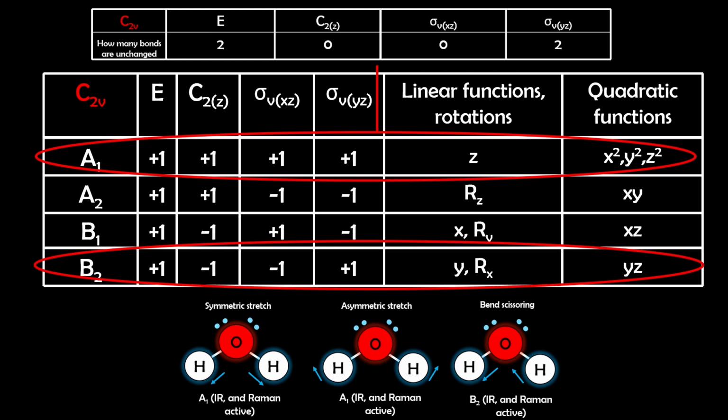The symmetric stretch and bend remain symmetric under all operations, so they are A1, and the asymmetric stretch changes under certain operations, so it's B2. Looking at the character table, both A1 and B2 transform like Cartesian coordinates or quadratic functions, which means all 3 vibrational modes of H2O are both IR and Raman active. So we expect 3 IR peaks.